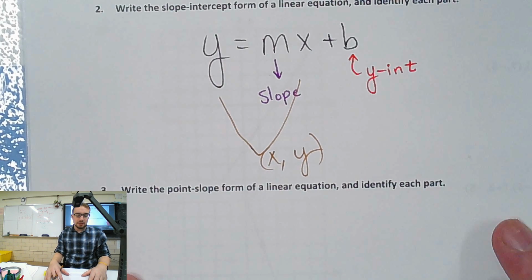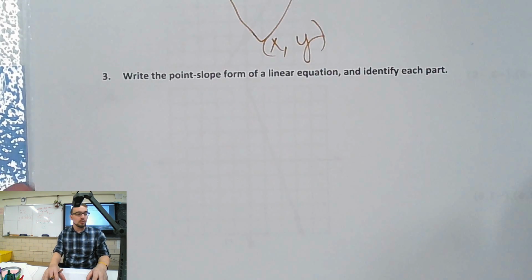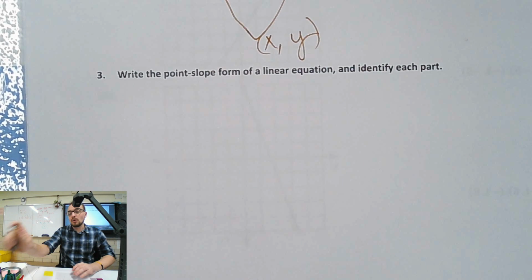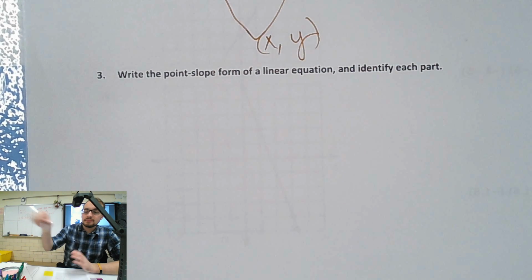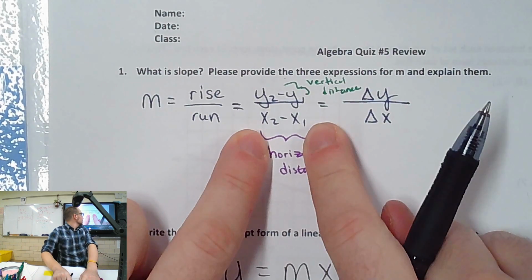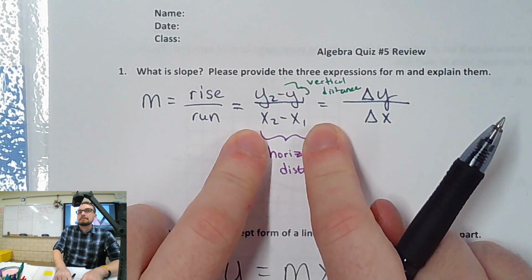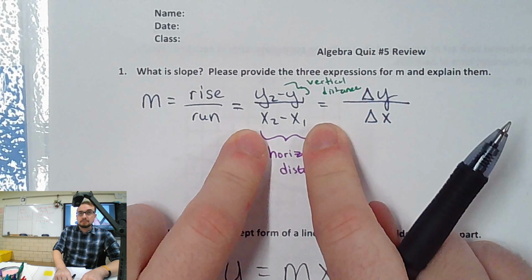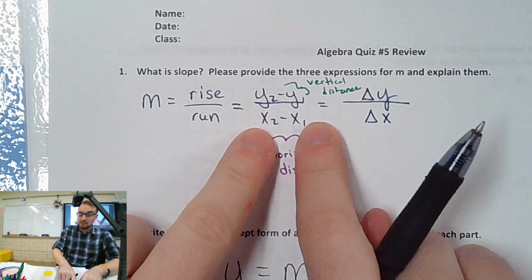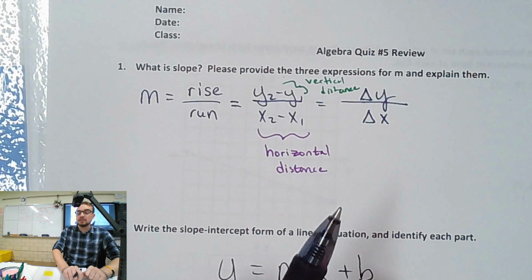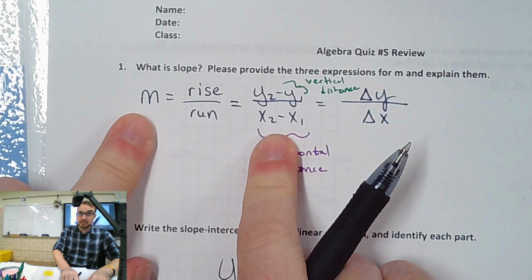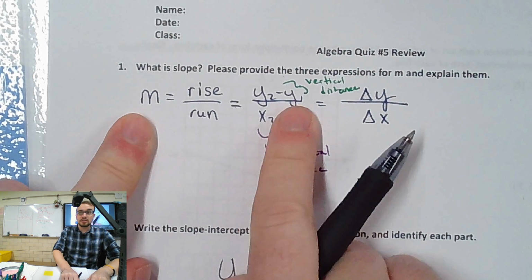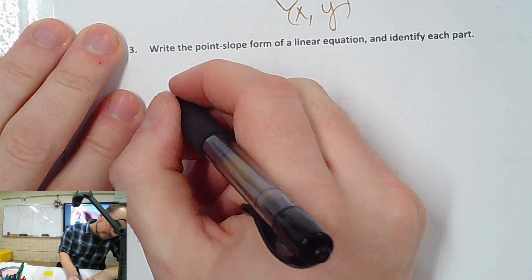3, write the point-slope form of a linear equation and identify each part. Point-slope is what we did the other day. It's the one with the point and the slope in it. How do we take this and make it into point-slope? We move that entire bottom over by multiplication. So it's going to be m times the quantity x2 minus x1 equals y2 minus y1.